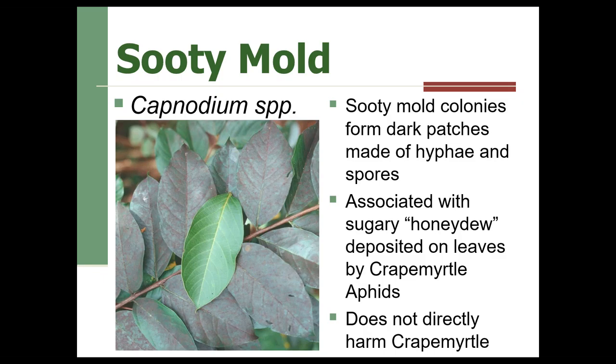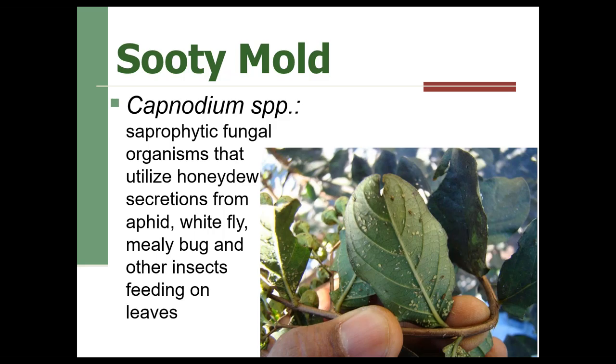It can basically shade the crapemyrtle leaf, so it might not be getting as much photosynthetic activity because it's preventing light from reaching the leaf, but it does not directly harm crapemyrtle beyond that. Again, this is a situation where we have a plant that just looks really ugly because of the sooty mold that's present there. Occasionally other insects can drop honeydew that leads to sooty mold as well, but when it comes to crapemyrtle, it's almost always the crapemyrtle aphid that we're talking about, which, as just shown in this photo, is on the undersides of leaves, excreting the honeydew on the leaves below that.